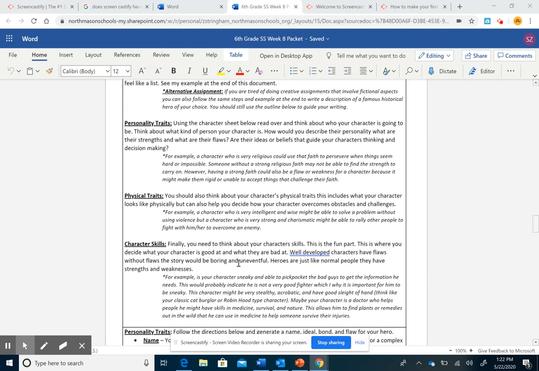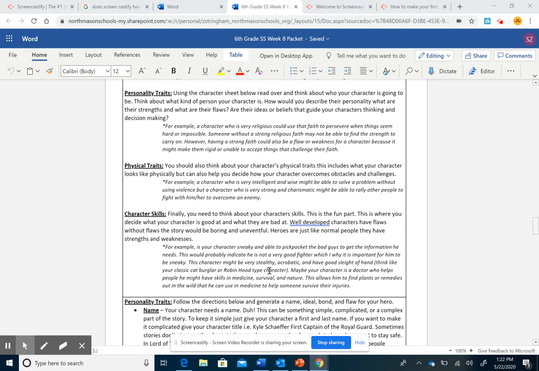There are physical traits, which is exactly what they sound like. It's just talking about what your character physically looks like. And then character skills. This is where you get to fine tune and develop your character a little bit more. The idea behind this is certain characters are going to be better at different types of skills. And if you know what your character is good at and what skills they have, then it's going to be a lot easier to write a story that makes sense.